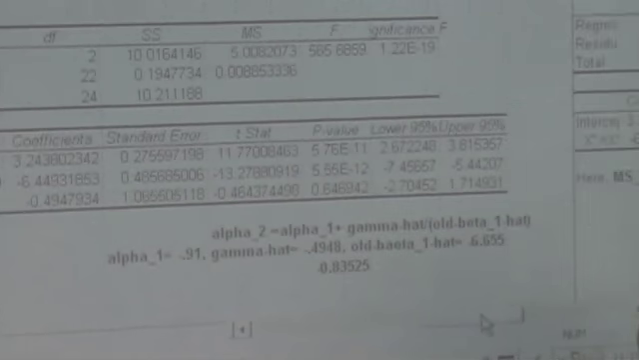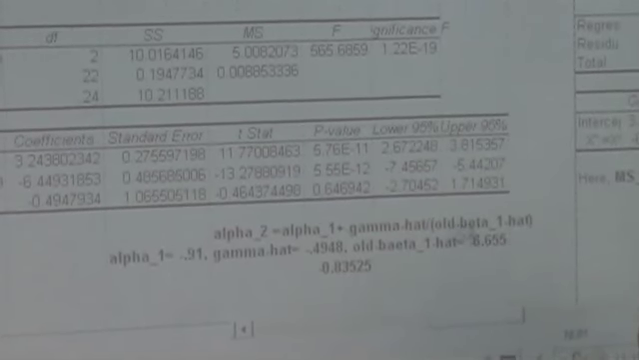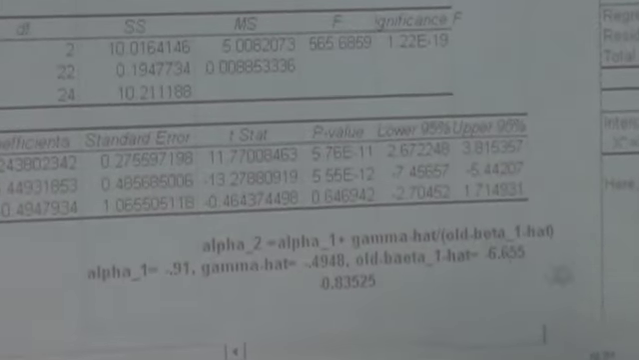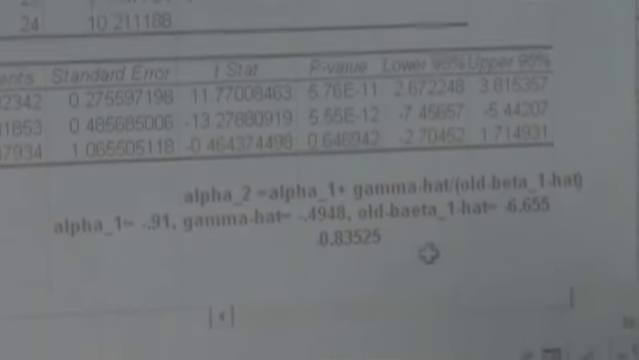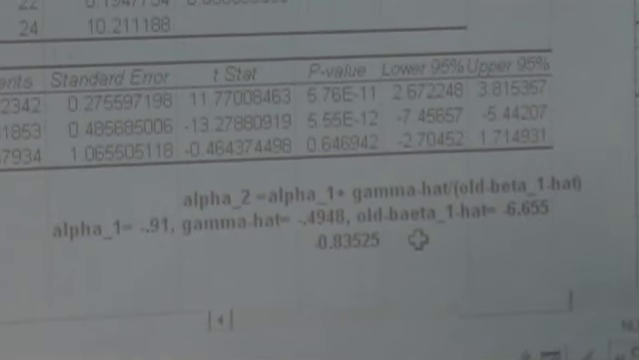And what do I get? Alpha 2 now is alpha 1 plus gamma. Well, I guess I did change the indices. Alpha 2 is alpha 1 plus gamma hat over the old beta 1 hat, which is now negative 0.835. As I indicated, it was going the other way than the authors.